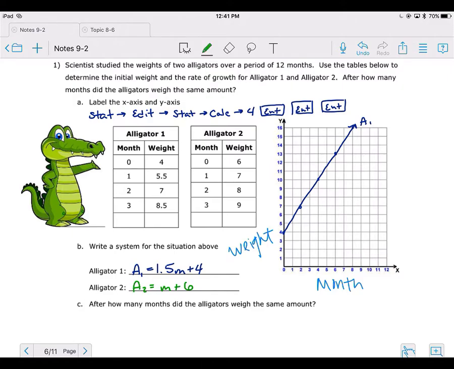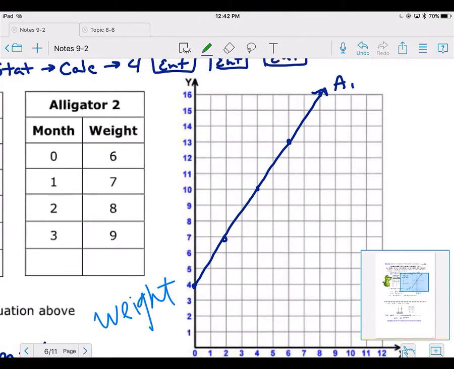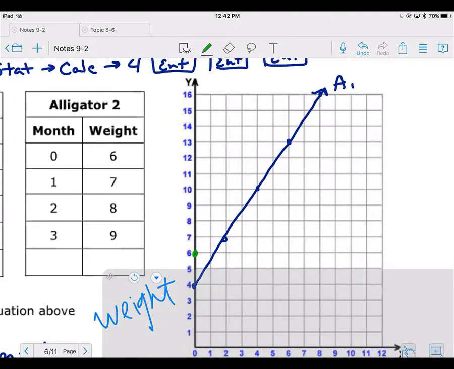So the green one has already been graphed for us. The blue one has already been graphed for us. We're going to graph the green. For the green one, we start at 6 and we go up one, right one, up one, right one, up one, right one, until our little dots cross. And this is alligator 2.